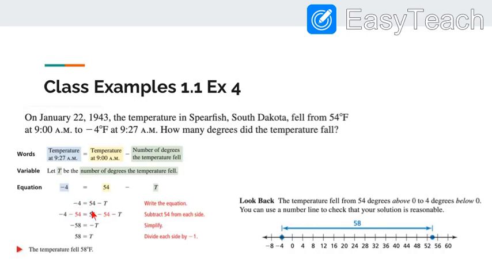Here, because it was a positive 54, we're actually going to subtract 54 on both sides, so we get -58. Because both sides are a negative, we can divide by a negative on both sides, and we get t equals 58. How this looks on a graph is we started over here at 54, and in the 27 minutes we dropped 58 degrees to -4. One crazy storm.